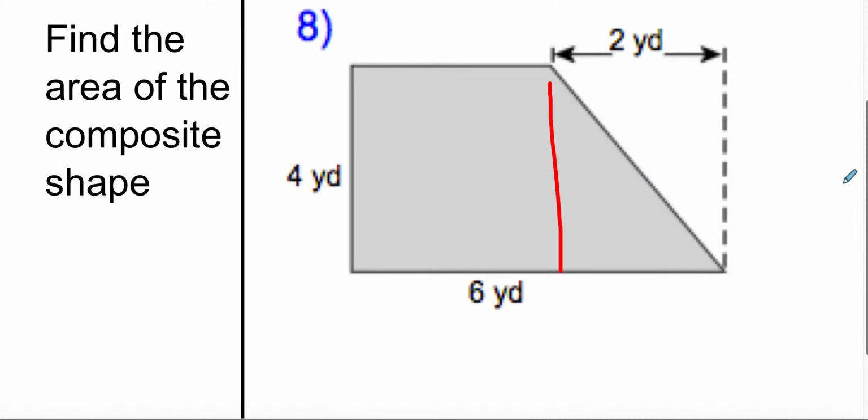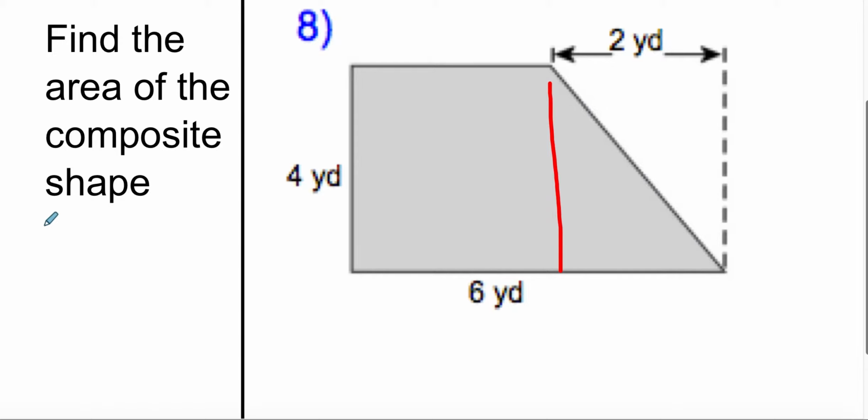All right, this problem, there are two different ways to solve it. You can either use it as an adding problem, where I take this shape and add that one to it, or a subtracting problem, where I do this entire shape and subtract what's missing. Go ahead, pause, come back when you have an answer.